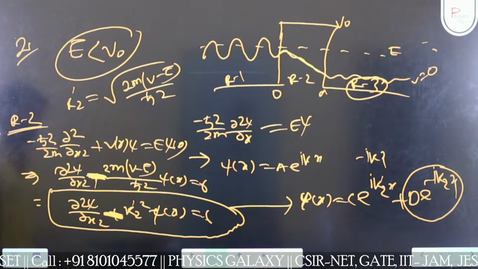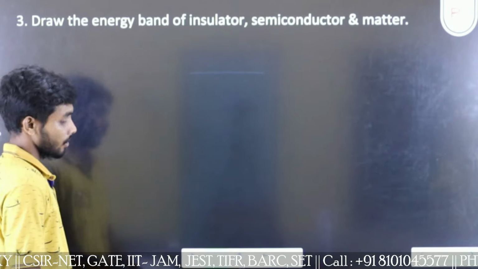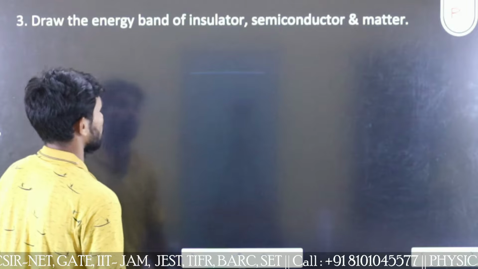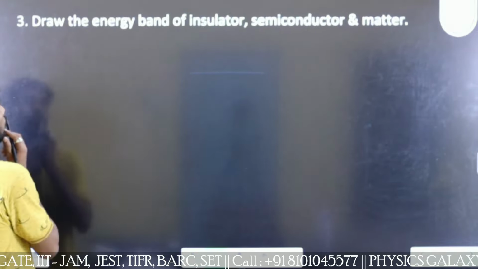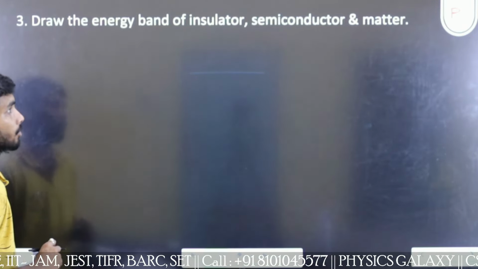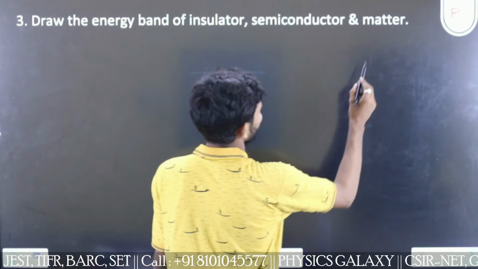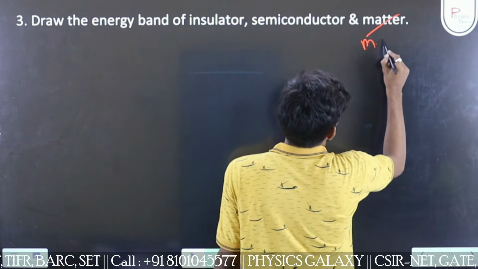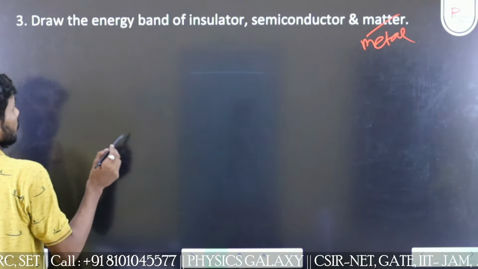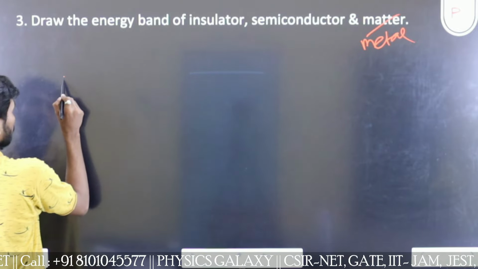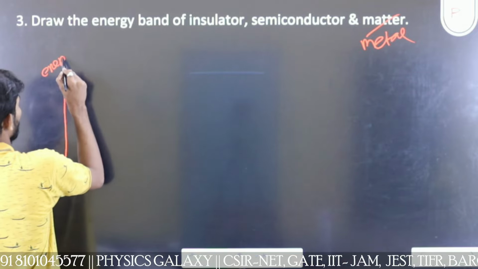So these were the questions from quantum mechanics. Then they asked me from solid state physics or condensed matter physics. They asked to draw the energy band of insulator, semiconductor and metal. This is the energy level.